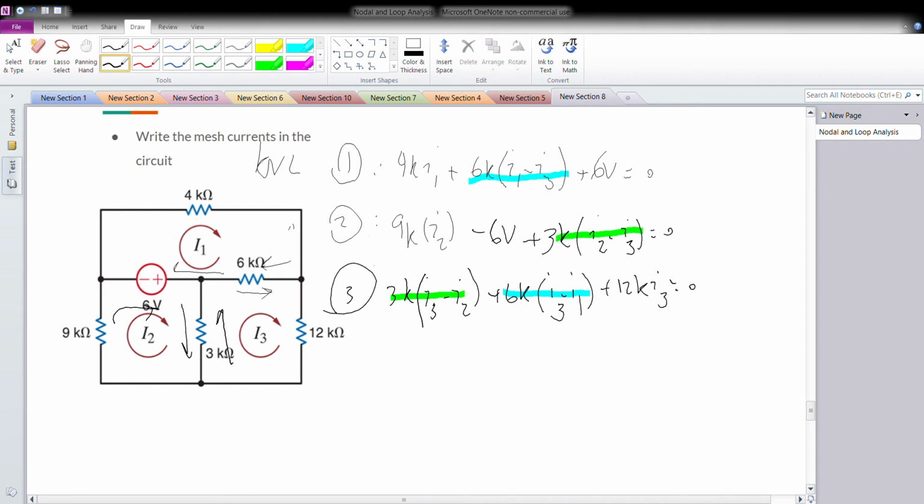So I have 3 equations and 3 unknowns. Now I can solve for my variables, make my matrices, and I'm done. So that's how I would write it.